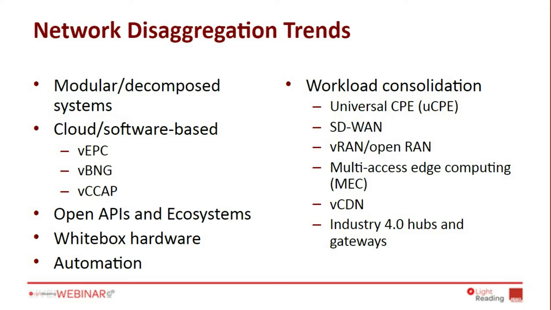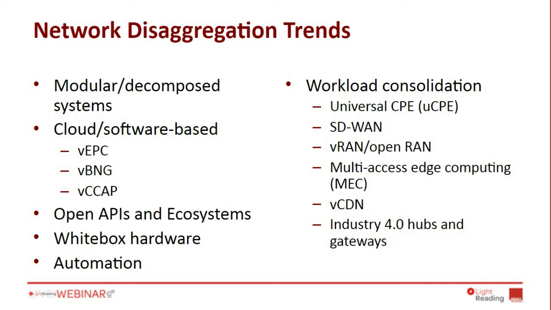Network disaggregation is supported by many open network solutions, such as OpenRAN for wireless radio access networks. These network solutions include open APIs between virtual functions and are supported by open ecosystems. In these disaggregated networks, virtual systems are running on white box server-based hardware that may be in large data centers, in edge computing locations, or deployed as customer premise equipment. The management of these complex disaggregated networks is being made easier by the deployment of network automation solutions.